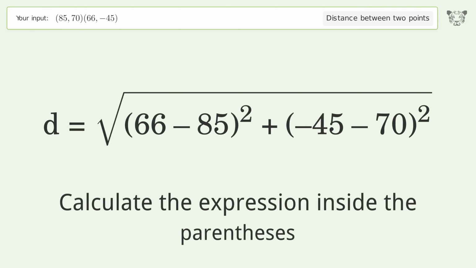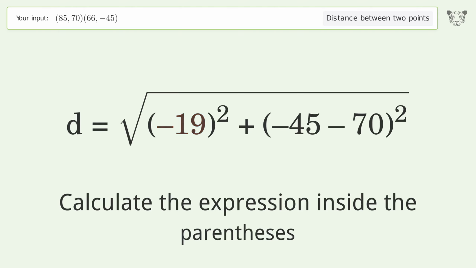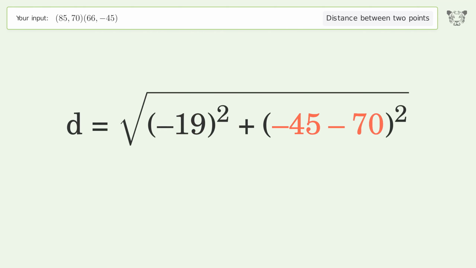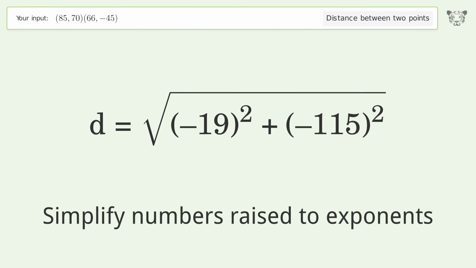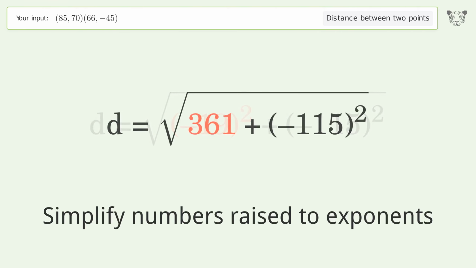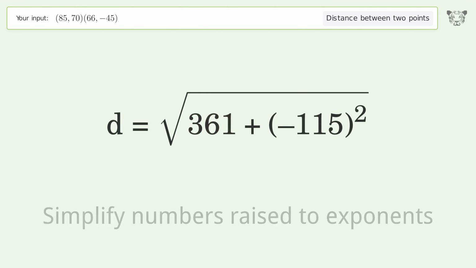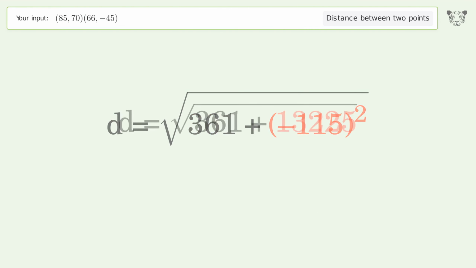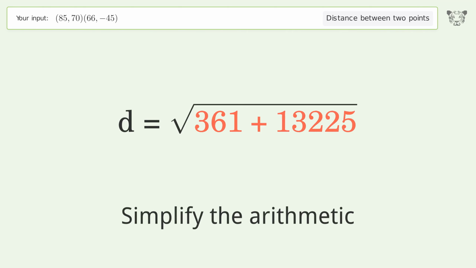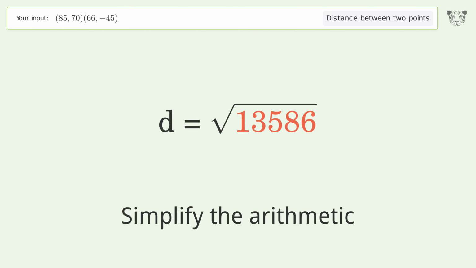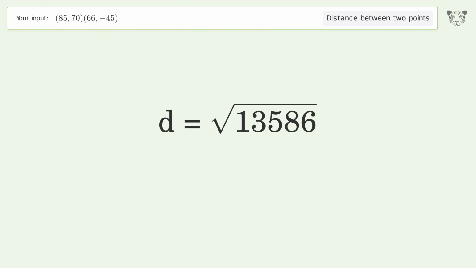Calculate the expression inside the parentheses. Simplify numbers raised to exponents. Simplify the arithmetic. And so the distance between the 2 points is the square root of 13,586, or 116.559.